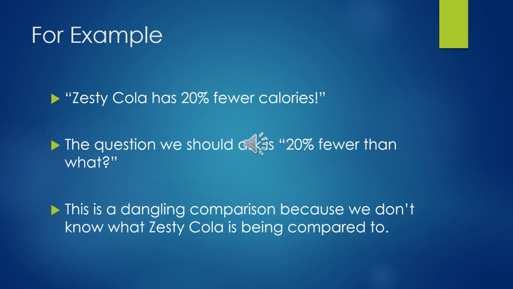So for example, if someone says that Zesty Cola has 20% fewer calories, and you hear this claim or something similar made all day long every day on television, the question we need to ask is 20% fewer than what? If Zesty Cola has 20% fewer calories than another cola, that might be good news. But if Zesty Cola has 20% fewer calories than, say, butter, that doesn't mean it's actually very much better for you. So this is what we call a dangling comparison. By saying it's 20% fewer without telling us what it is being compared to, we don't know what the value means.